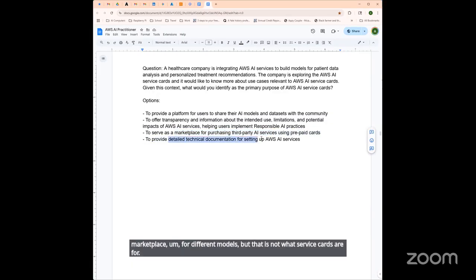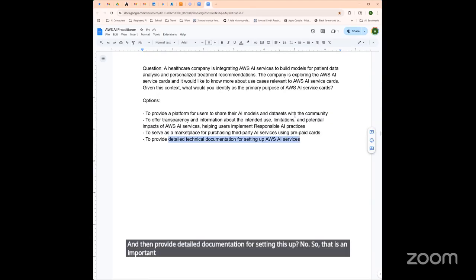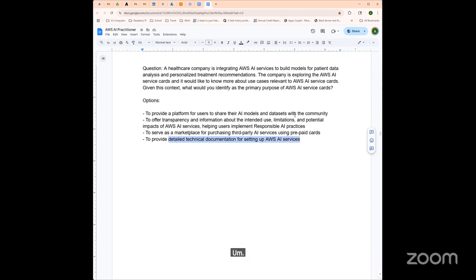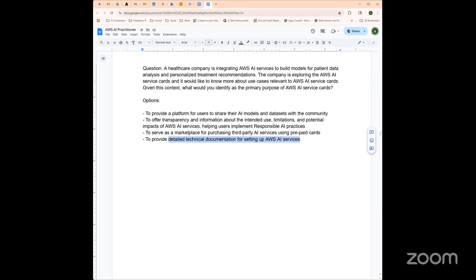And then provide detailed documentation for setting this up? No. So that is an important thing to have, but service cards are not that, right? Service cards are about transparency and responsible AI, not technical setup. That's where you would just go to the AWS documentation.